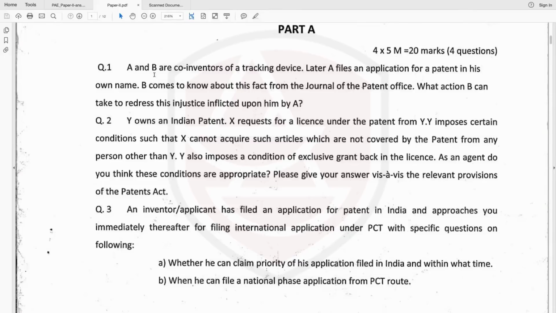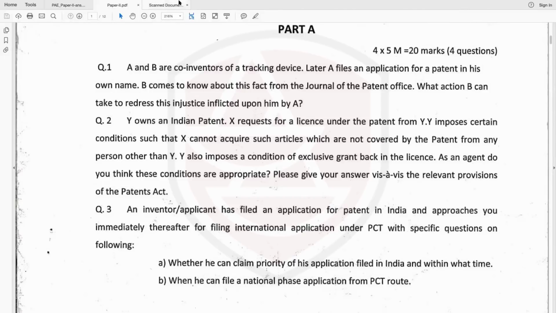Later A files an application for a patent in his own name, and B comes to know about this fact from the Journal of the Patent Office. Now the question is, what action should B take to redress this injustice inflicted upon him by A? This is a pretty straightforward question. It's talking about section 28 of the Patents Act.